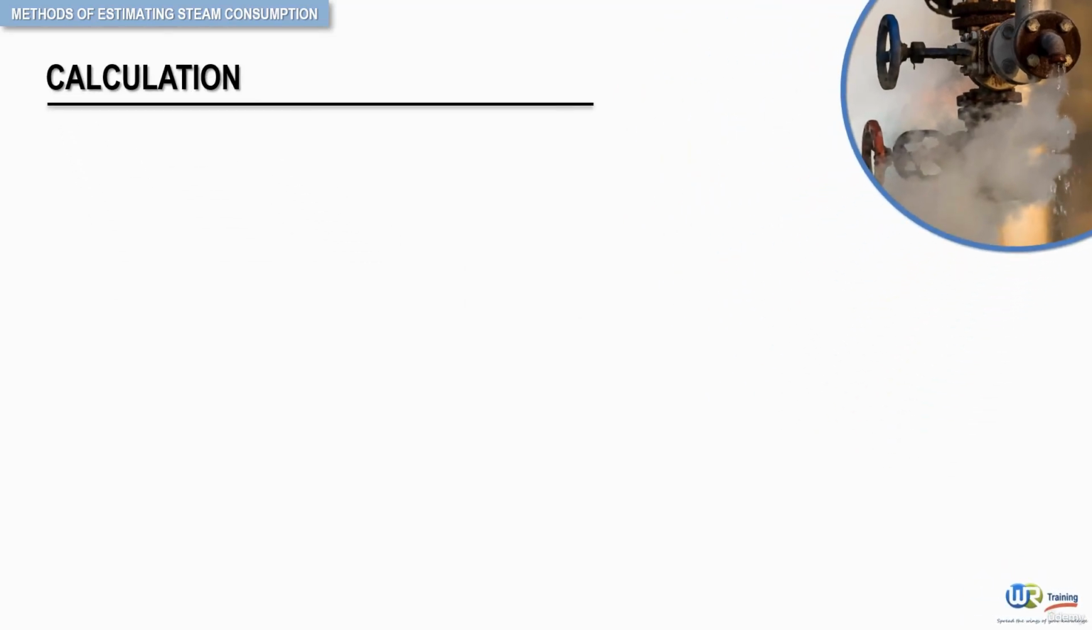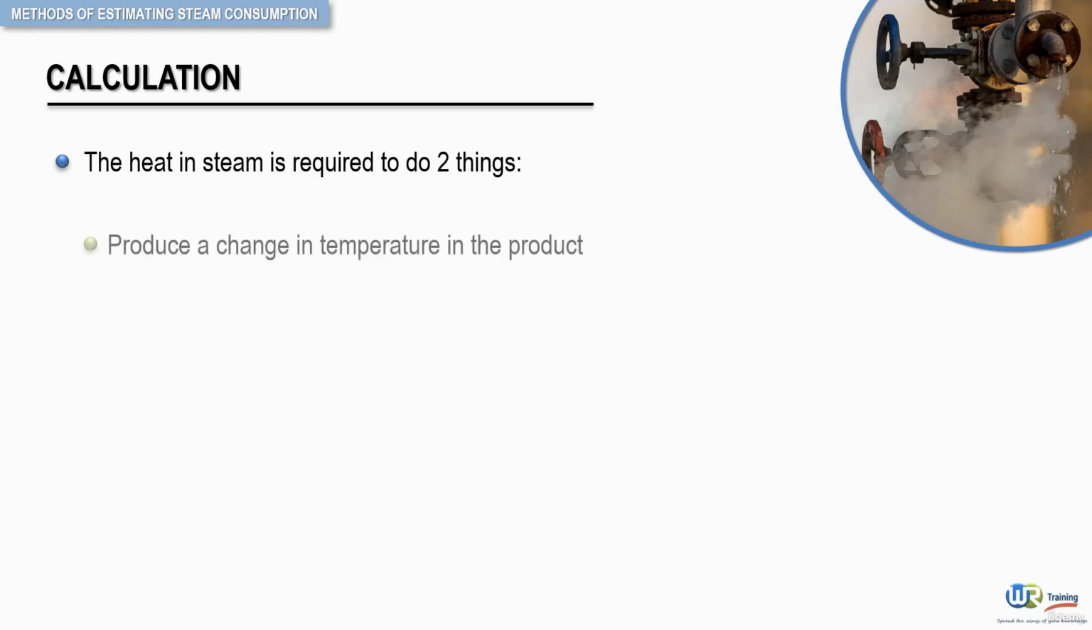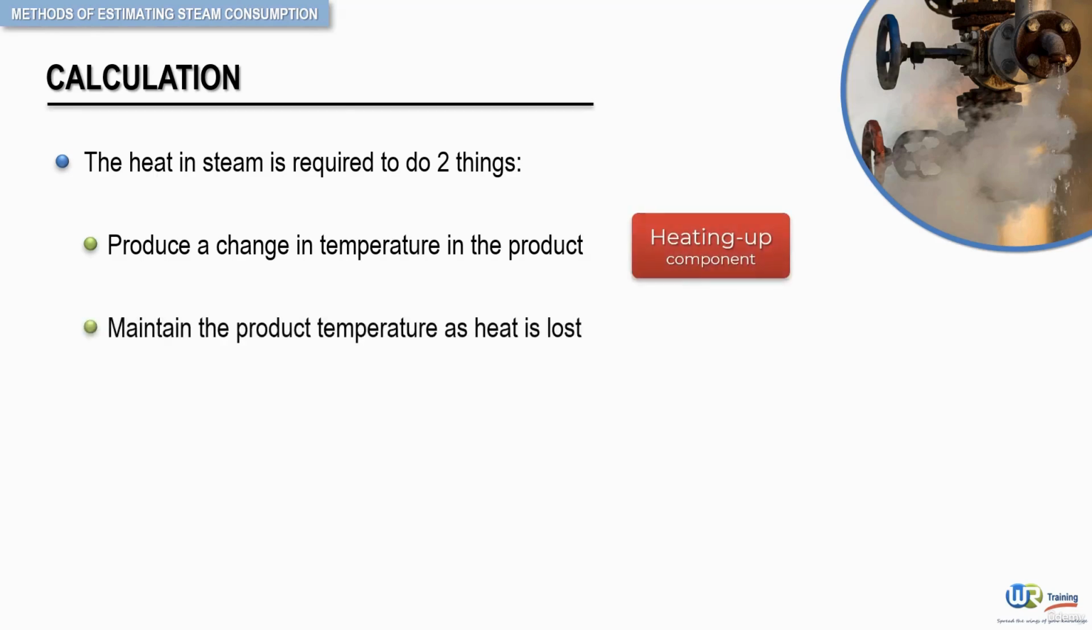In most cases, the heat in steam is required to do two things: to produce a change in temperature in the product, that is, providing a heating up component, or to maintain the product temperature as heat is lost by natural causes or by design, that is, providing a heat loss component.